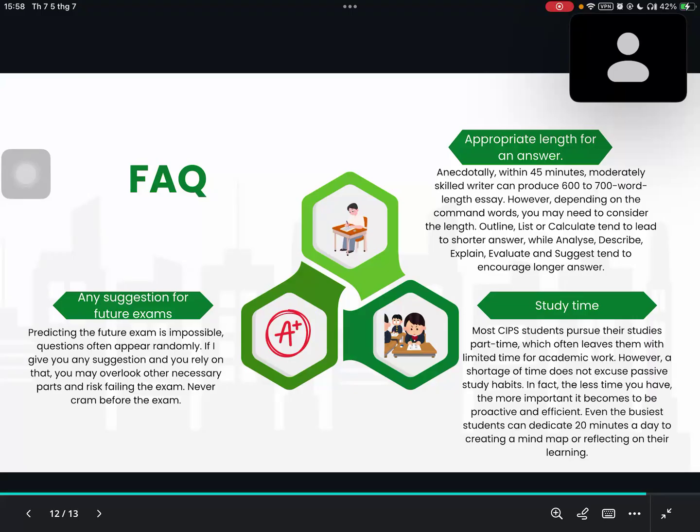Or 20 minutes to reflect on what you already know from the study guide or what you don't know yet from the study guide. So the less time you have, the more valuable the time becomes, and the more proactive you need to be. So this is the advice.